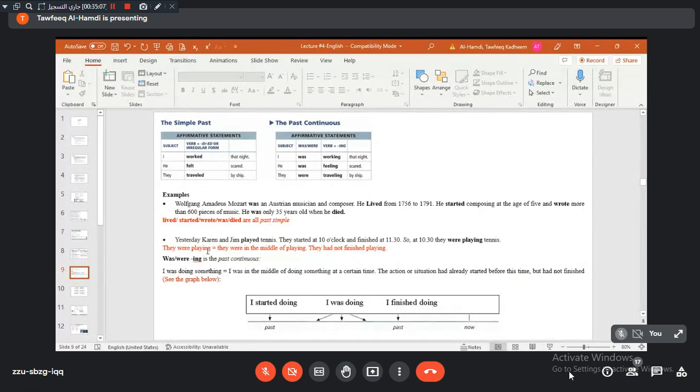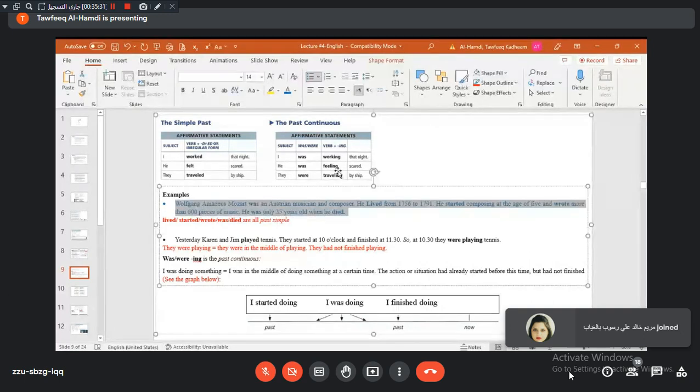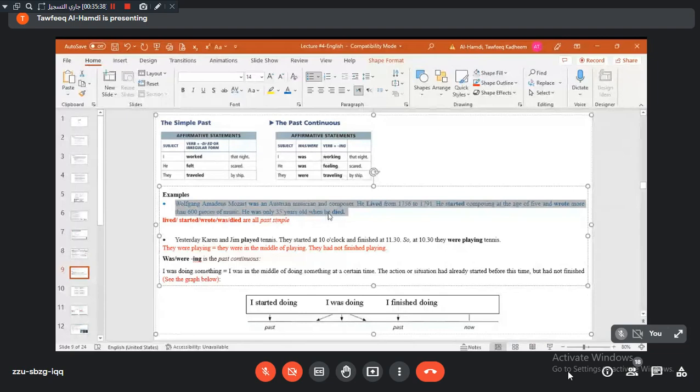Can you please read this example and tell me what is the difference between using the simple past and the past continuous? I'm talking about this example. Anyone?